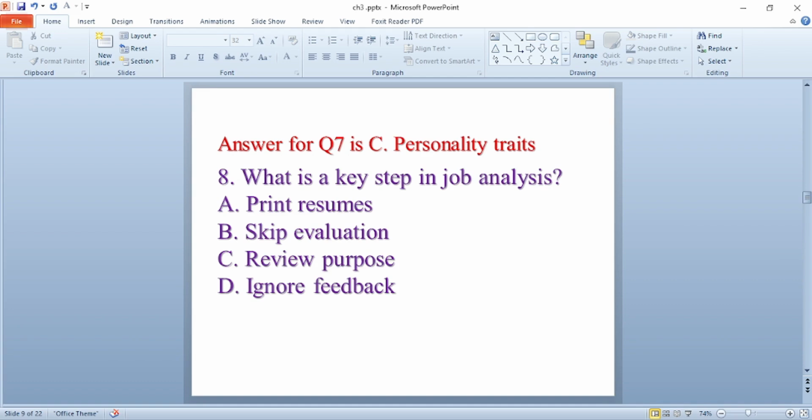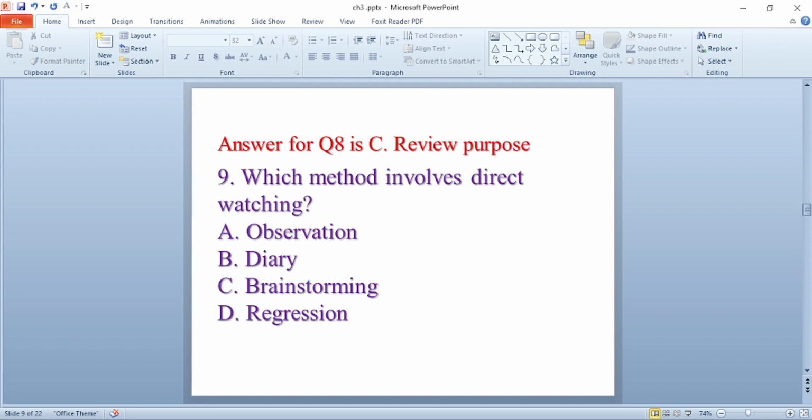Question number 8. What is a key step in job analysis? A. Print resumes. B. Skip evaluation. C. Review papers. D. Ignore feedback. The answer for this question is C. Review papers.